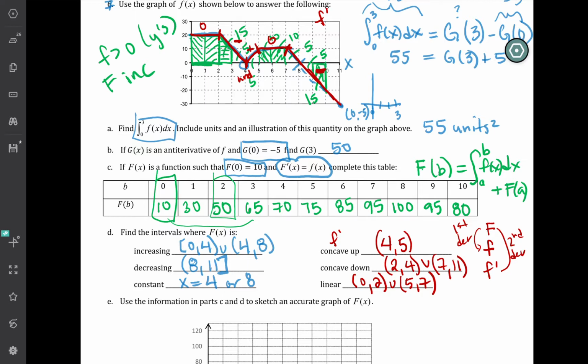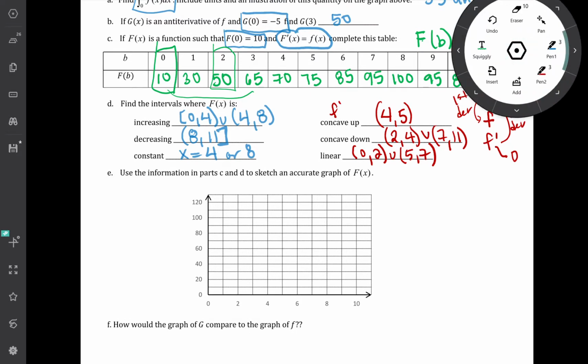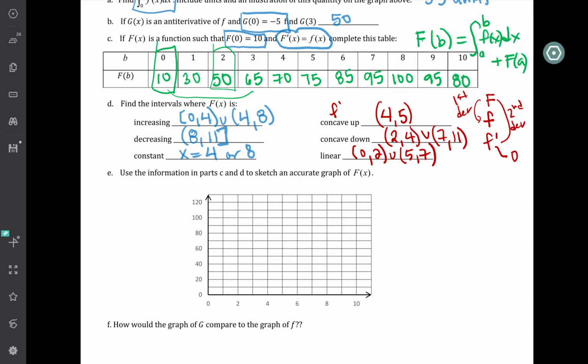And then when we take a step back and say, okay, when this thing is 0, that's talking about the concavity of big F. So we got that from little f, but it's really concavity of big F. So big F does not have any bend on those two intervals. Okay, so lots going on in this one. The last part is to try and put this all together by sketching big F.